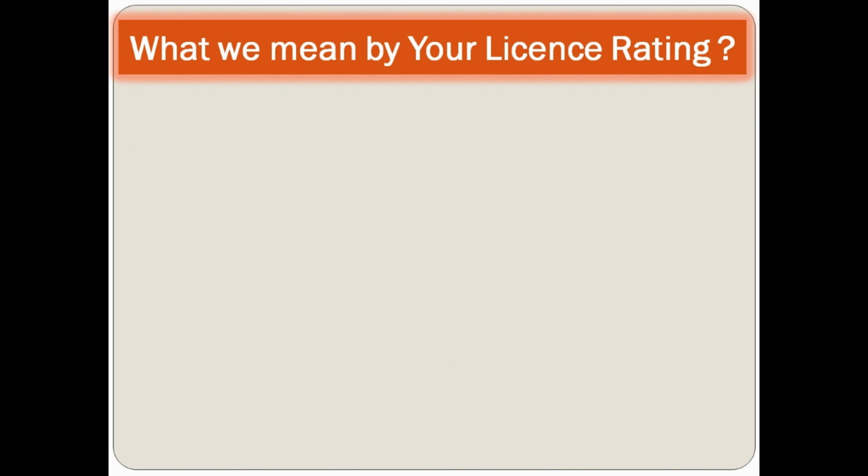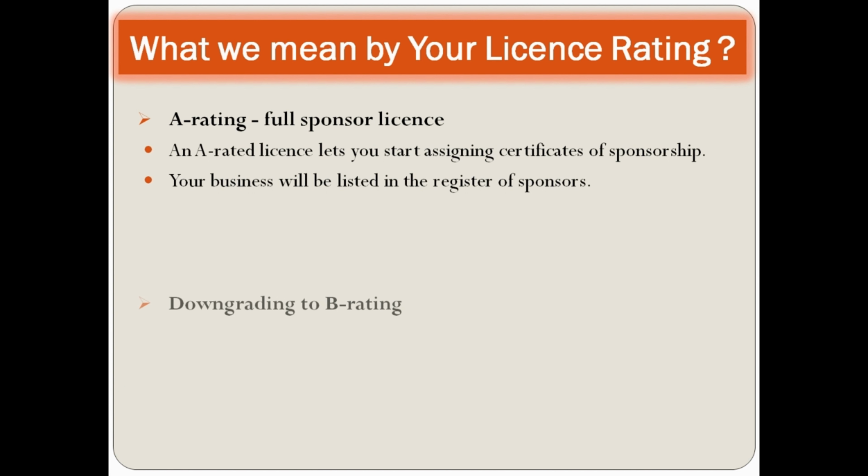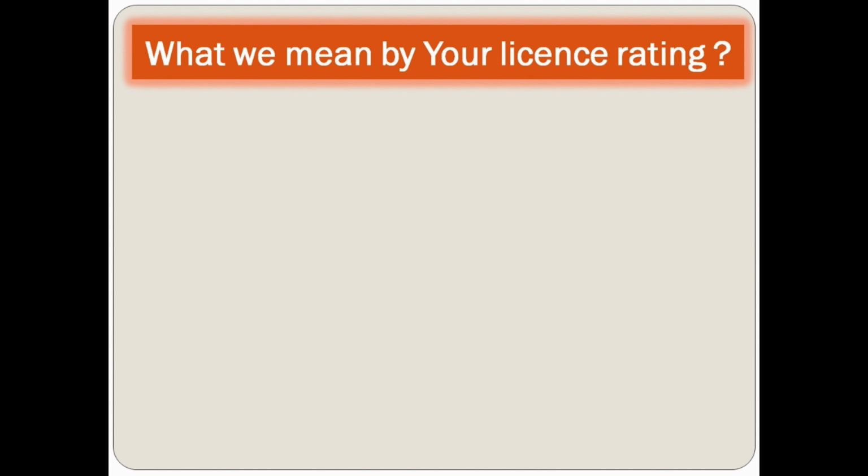What do we mean by your license rating? License rating is very important, so let's discuss this in detail. There is A rating, a full sponsor license. An A rated license lets you start assigning certificates of sponsorship. Your business will be listed in the register of sponsors. Downgrading to B license means that your A rated license may be downgraded to B rating at a later stage if you do not continue to meet the sponsor responsibilities.